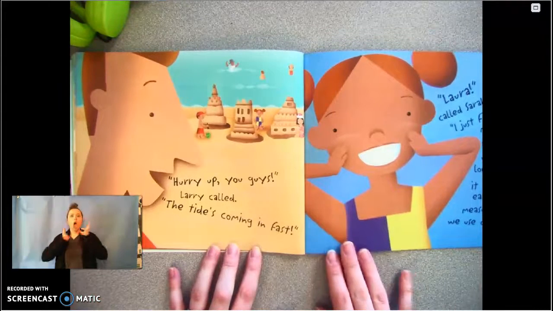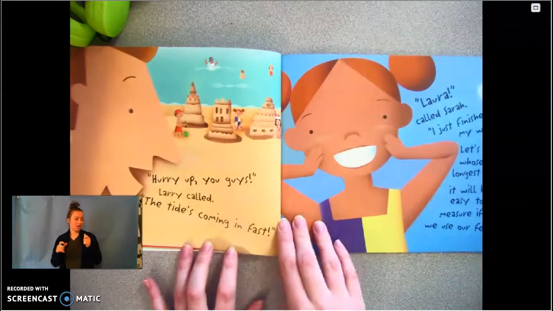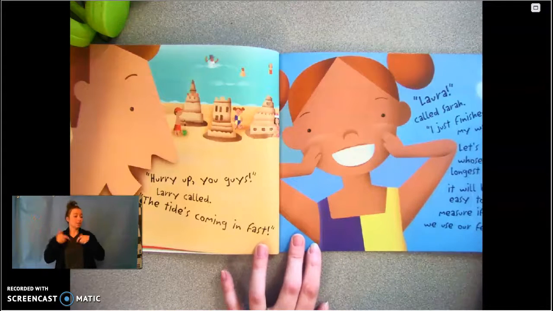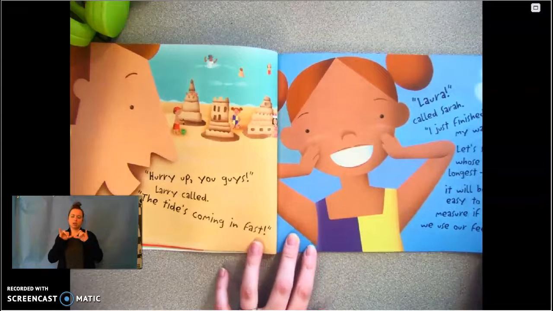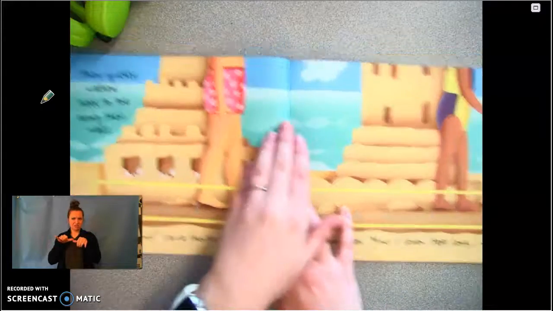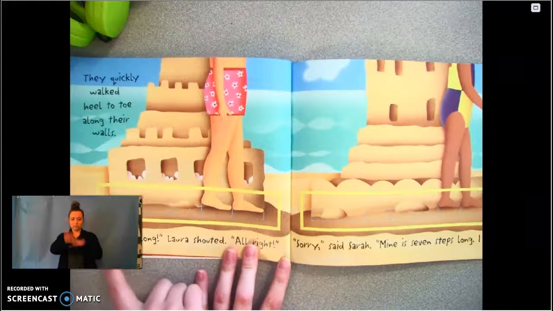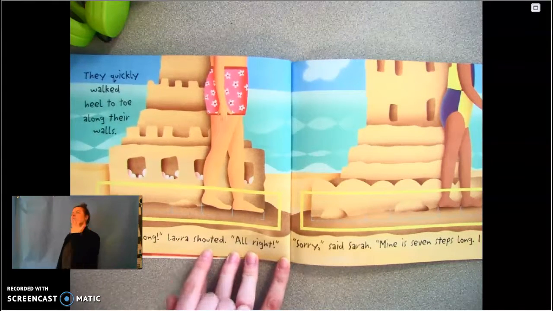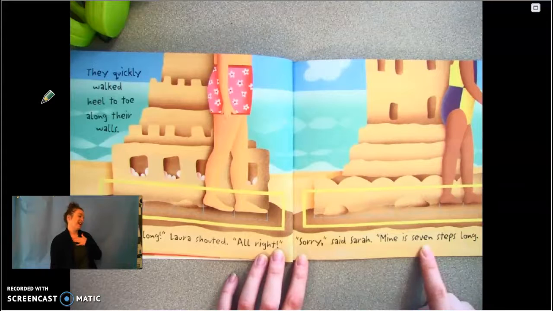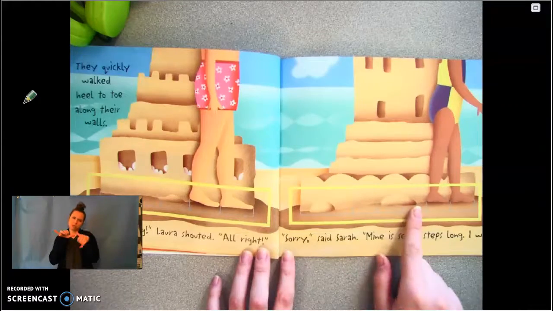"Hurry up, you guys," Larry called. "The tide is coming in fast." "Laura," called Sarah, "I just finished my wall. Let's see whose is longest. It will be easy to measure if we use our feet." Is everyone's feet the same size? No. They quickly walked heel to toe along their walls. "5 steps long," Laura shouted. "All right. Sorry," said Sarah. "Mine is 7 steps long. I win." Are their feet the same size? No.